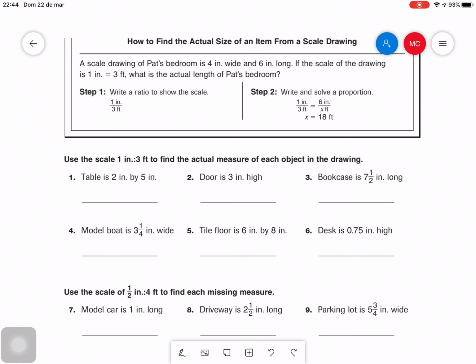This is page 111. This is the exercise of the topic that I just explained to you in the other video. And the instructions are: use the scale 1 inch, that is 1 inch is going to be equal to 3 feet, to find the actual measure of each object in the drawing, okay?